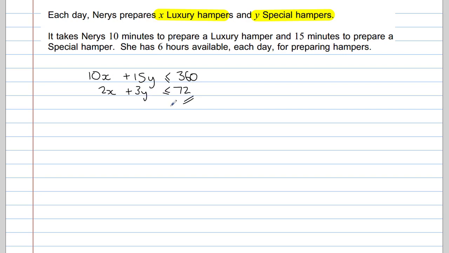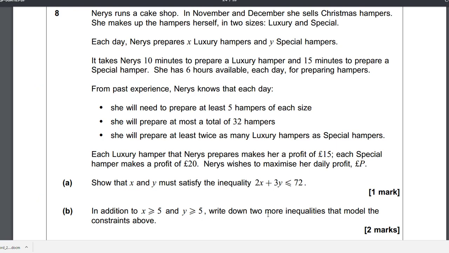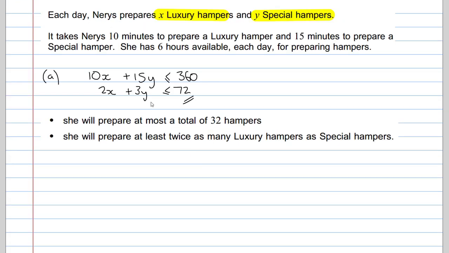In part B, we need to write down 2 more inequalities that model the constraints above, but we're not allowed to use X is greater than or equal to 5 or Y is greater than or equal to 5. So looking at our 3 bullet points here, we need to find 2 more inequalities. So using the first bullet point, she will prepare at most a total of 32 hampers. To get the total number of hampers, we simply need to add X to Y. And that must be less than or equal to 32. So that's our first inequality.